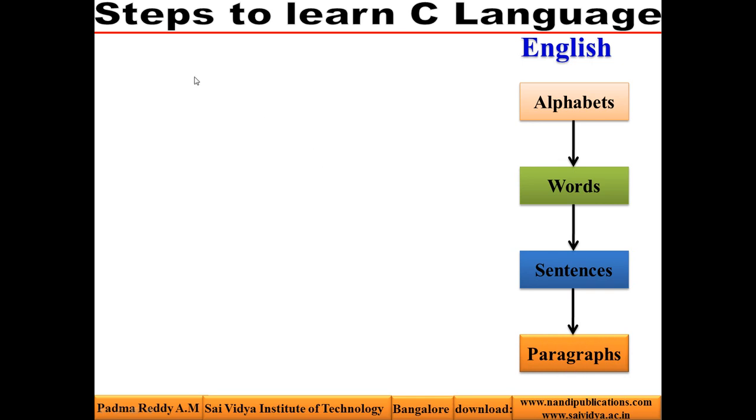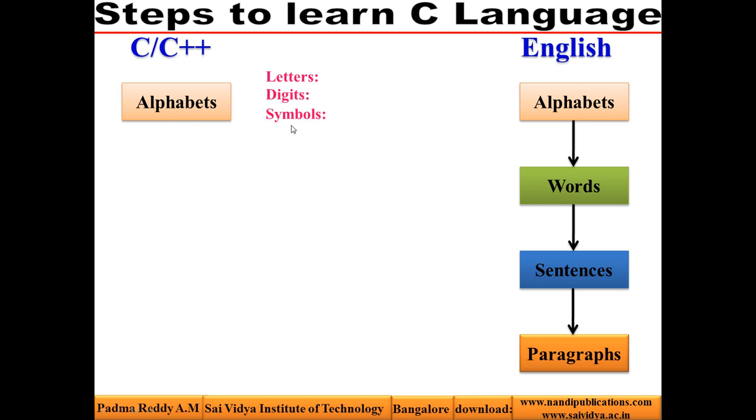On similar lines, in C or C++ language also, first we learn alphabets. Now let us see what are the various types of alphabets that are available in C language. The first set of alphabets are letters. Next we have digits. Next we have symbols.